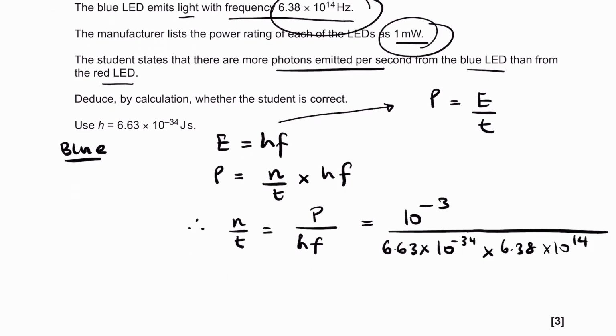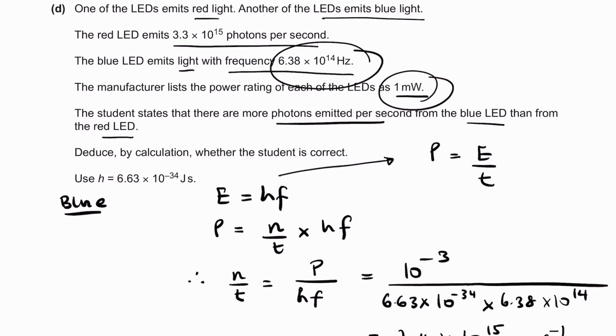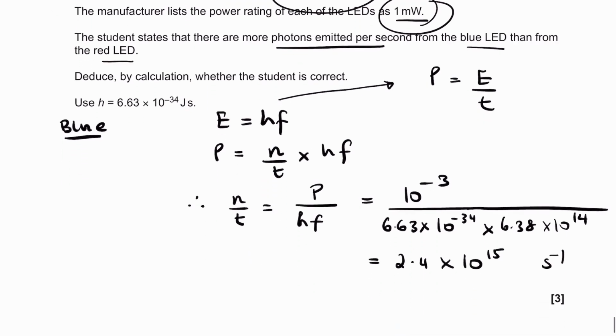And that gives me a value of 2.4 times 10 to the 15. Comparing this value to the one for the red LED shows that the student is therefore incorrect. So the student is incorrect, and that's basically that.